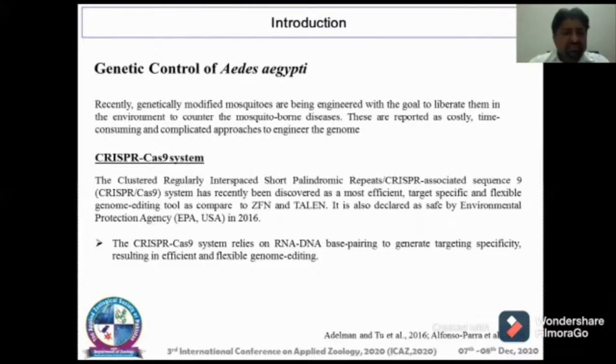CRISPR is basically abbreviated from clustered regularly interspaced short palindromic repeats. Using this endonuclease Cas9, there is more specificity, more targeted, more focused results, and this is environmentally friendly. The Environmental Protection Agency of the USA considers it safe as compared to the genetic control techniques.